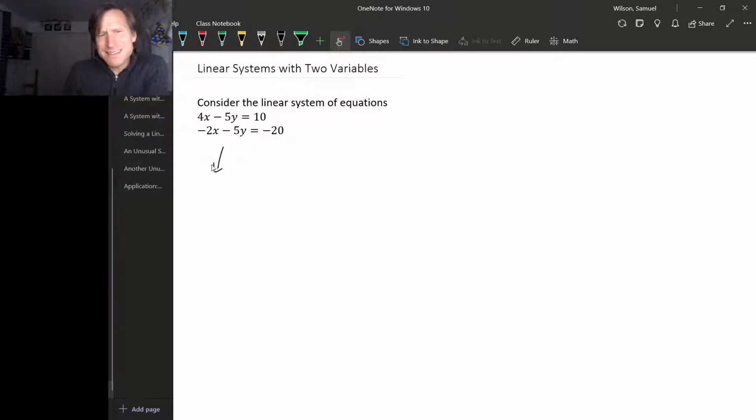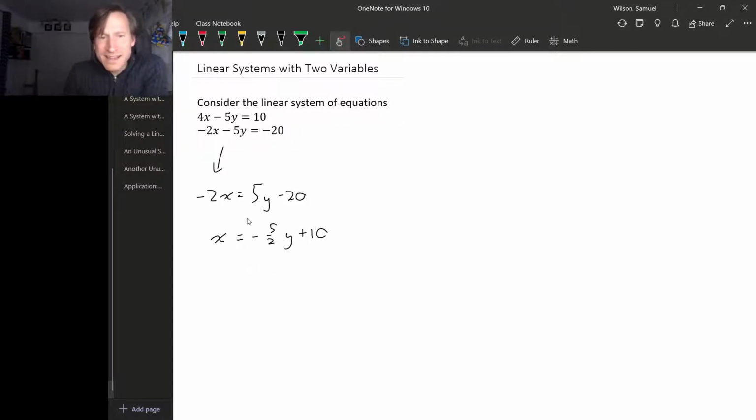In this case, I think it's going to be a little easier to solve the second equation for x. So let's move the y term to the other side. That's going to give us minus 2x equals 5y minus 20. And then divide by minus 2 to solve for x. We get minus 5 halves y plus 10.